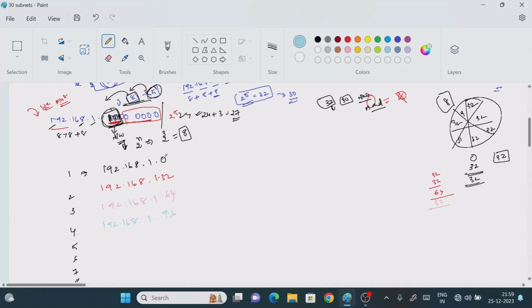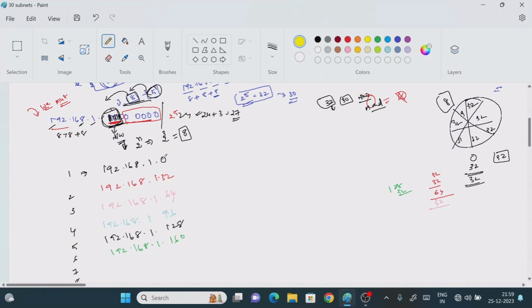So what is the next network value? 192.168.1. So 96 plus 32 is nothing but the 128 value, right? So next, what is the next network value? Again for 128 we need to add 32. So it means that 192.168.1. So 128 plus 32 is nothing but 160, right?